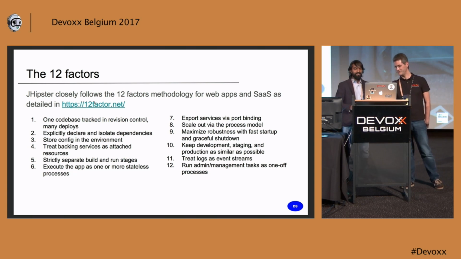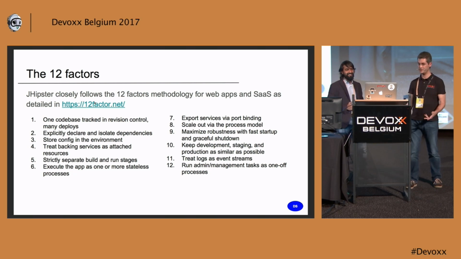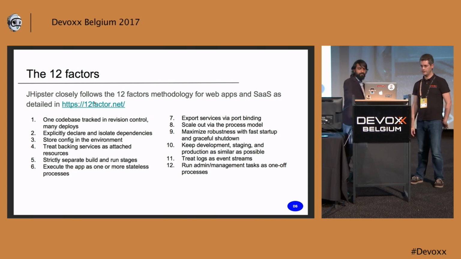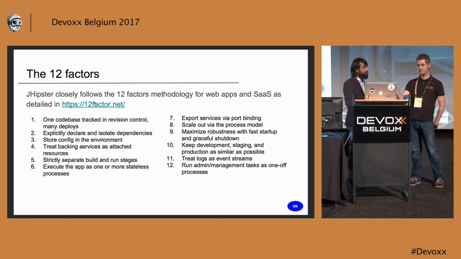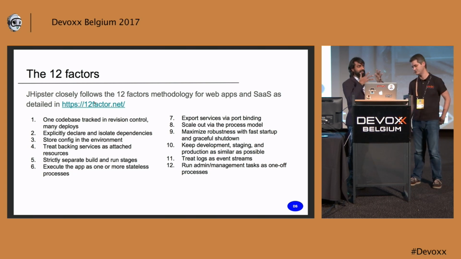Just reading the 11th, treat logs as event streams. We just saw the logs in the JHipster registry, so you can imagine it works quite well. So we try to follow this as closely as possible. And by the way, we started doing that before Spring Boot existed, so it's already something we were following. And Spring Boot also follows the 12 factors very closely. So we're all working hand in hand.